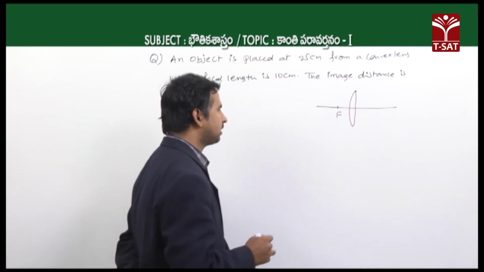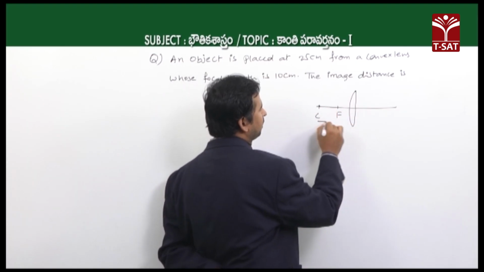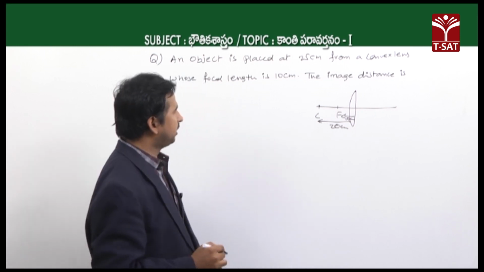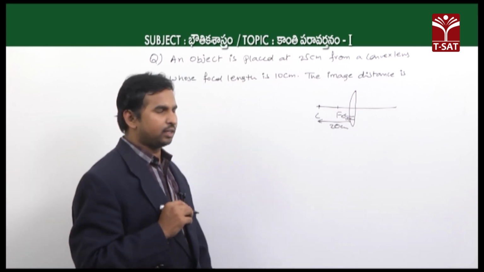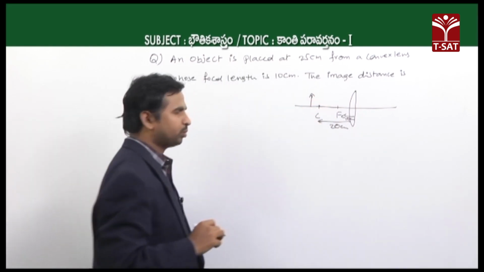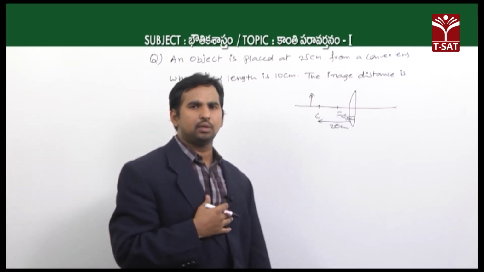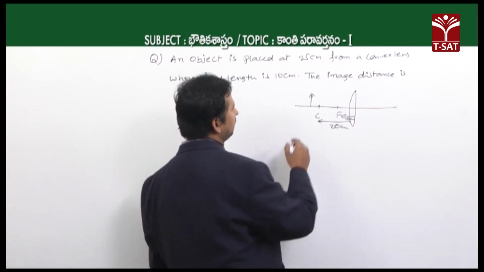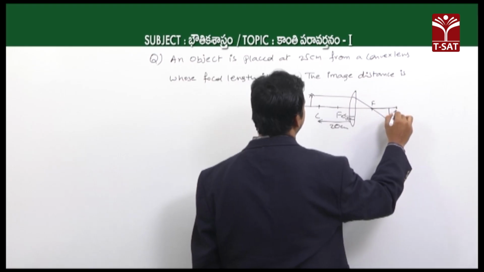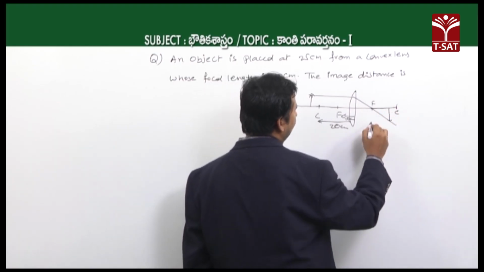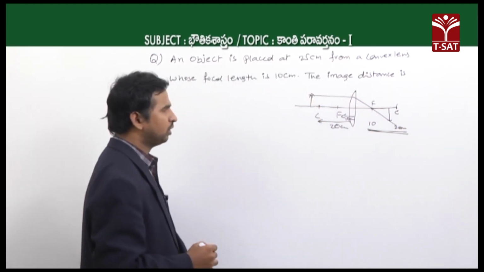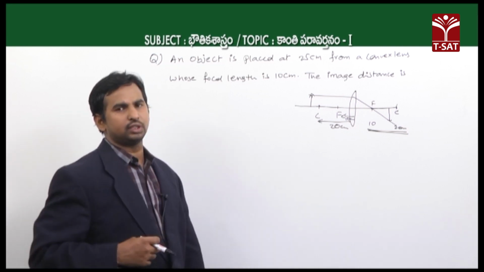As the focal length is 10 centimeters, the center of curvature position becomes 20 centimeters. F is at 10 and C is at 20 centimeters. But if you observe, the object is placed beyond the center of curvature, which means after the center of curvature position. For this position of the object, the image is formed in between C and F. So our answer should be in between 10 and 20 centimeters. Now we will see exactly how much that distance is.